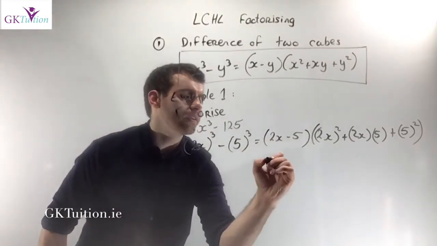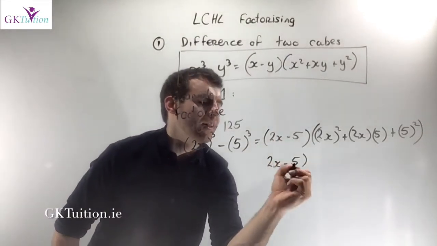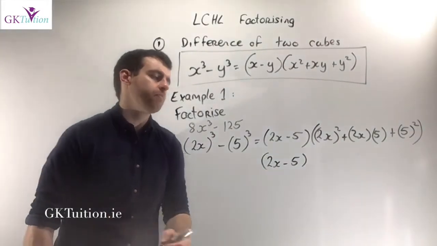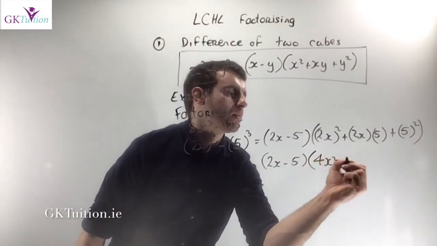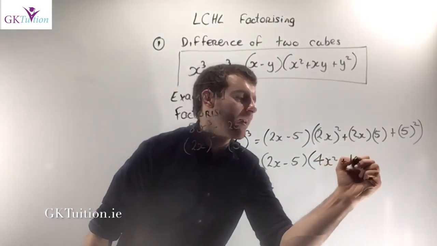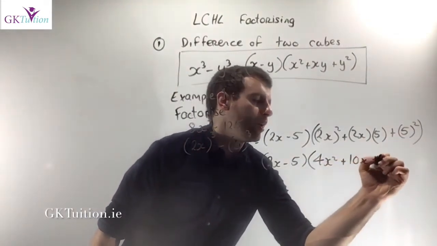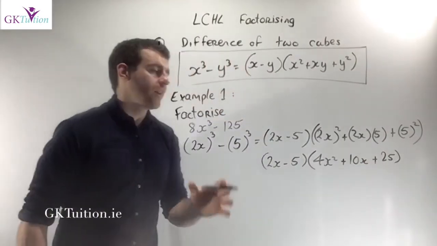Now let's simplify this. The first bracket I'm going to leave it exactly as it is. It's just 2x minus 5. The second bracket I have 2x times 2x, which is 4x squared, 2x times 5, which is 10x, and 5 times 5, which is 25. Now, that is your answer.